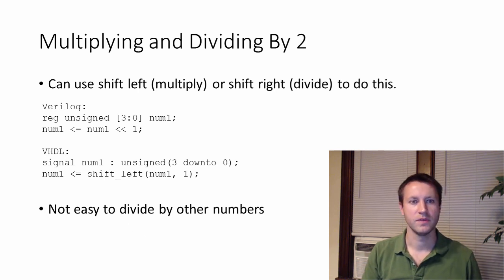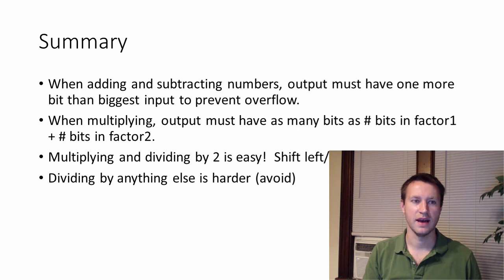It's not the best. So, summary time. When adding and subtracting numbers, the output must have one more bit than the biggest input to prevent overflow. Good rule. When multiplying, the output must have as many bits as the number of bits in factor 1 plus the number of bits in factor 2. Otherwise, you'll get overflow there. Multiplying and dividing by 2 is easy, just using shift left and shift right. And dividing by anything else is hard, so try to avoid that.